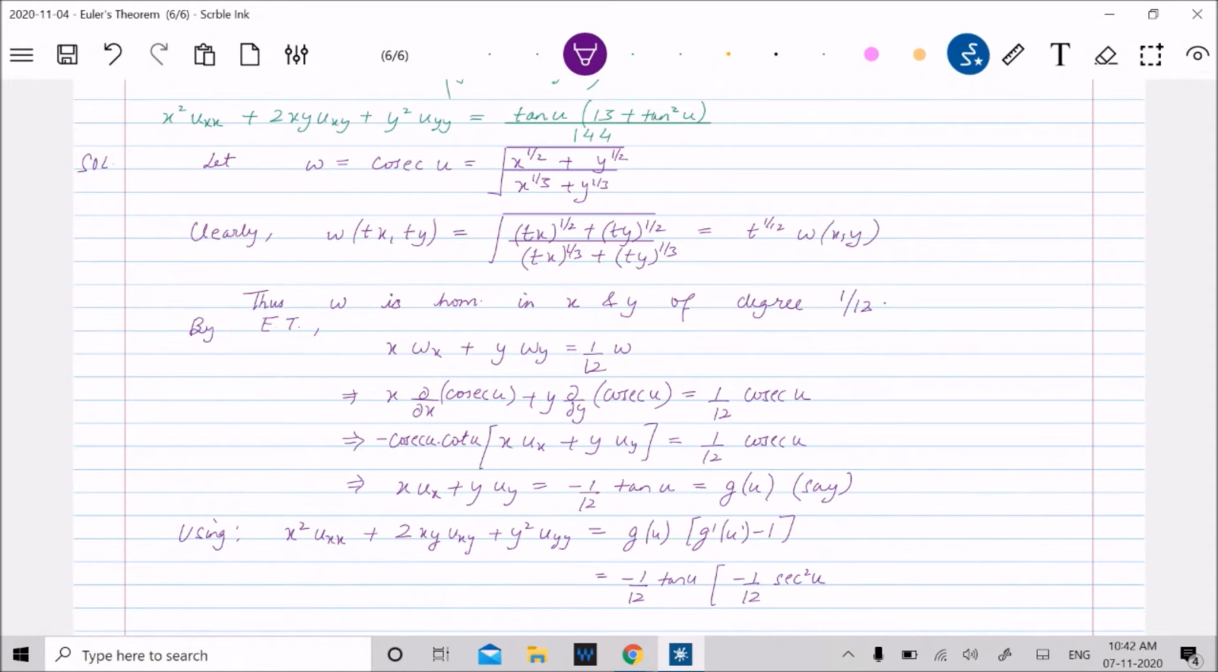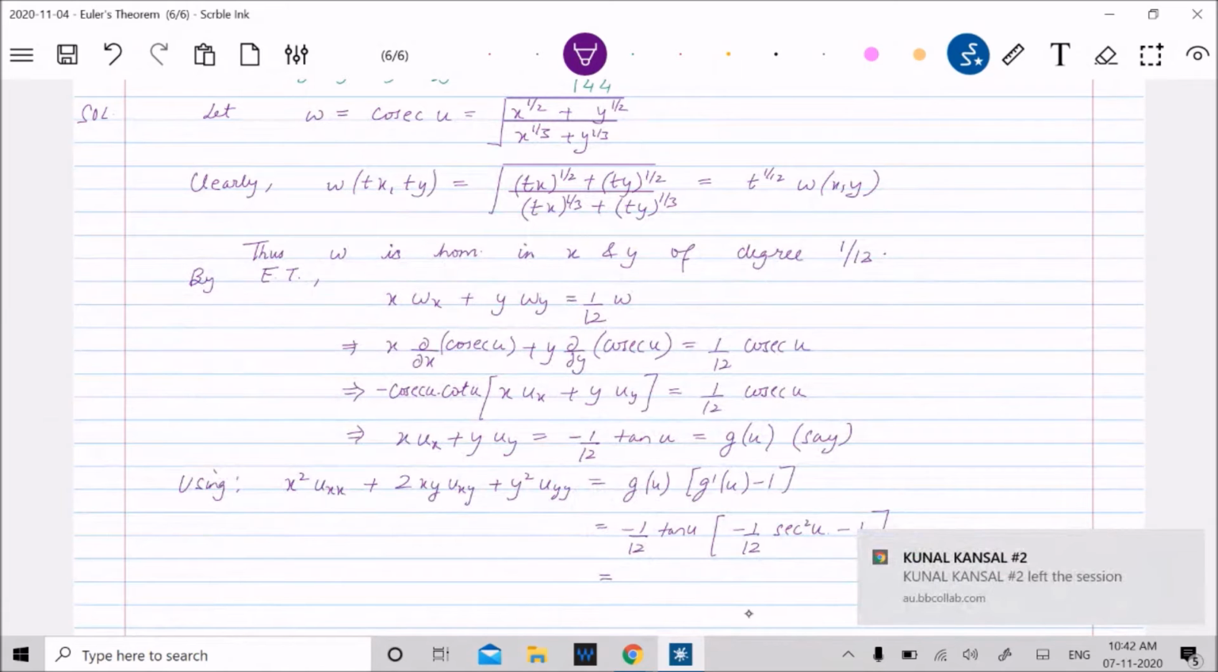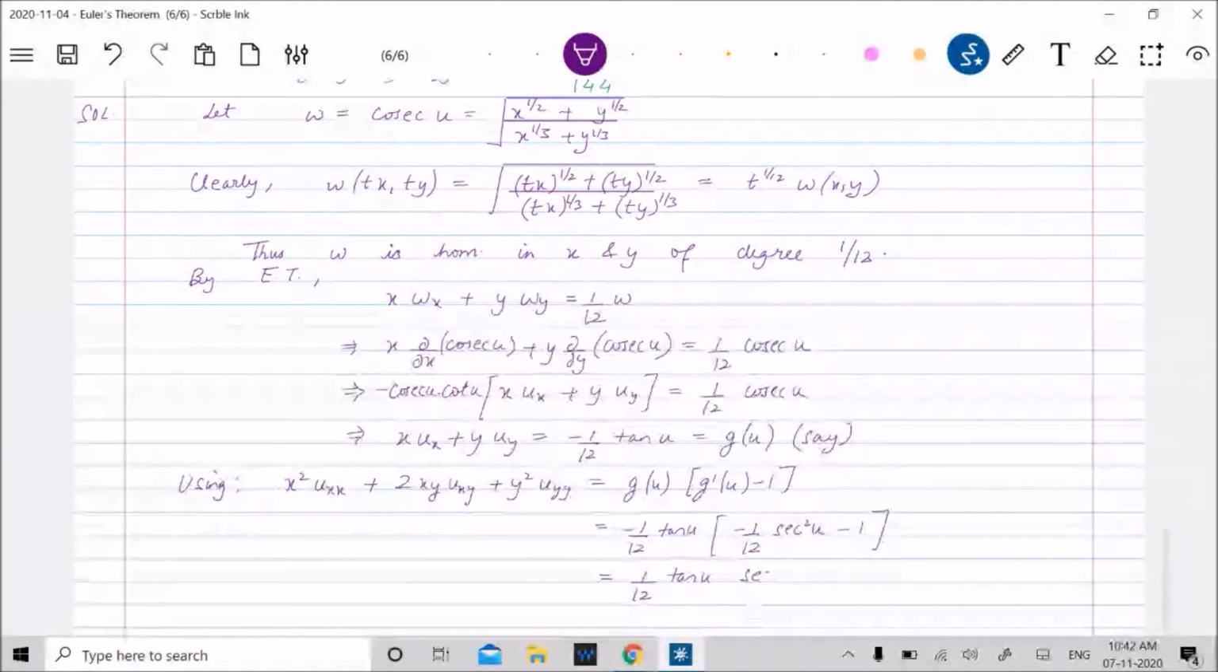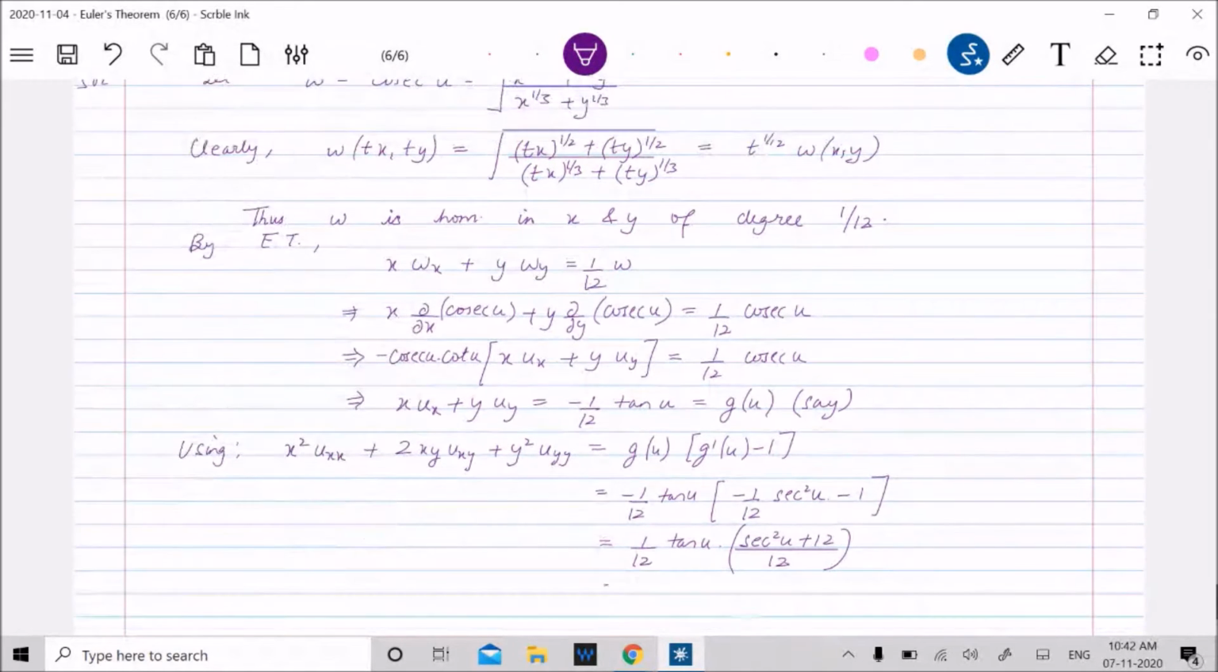Please note that we are differentiating with respect to u. This is not partial differentiation, so do not write del u by del x here. Just sec square u, because you are differentiating with respect to u. Then minus 1. Now minus 1 by 12 can be taken common, and you can take the LCM of this thing also. So you will have sec square u minus 12 in the numerator, and in the denominator 12. So ultimately 12 multiplied with 12 will be 144. That is what you require.